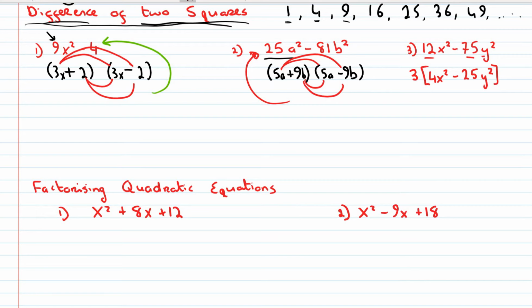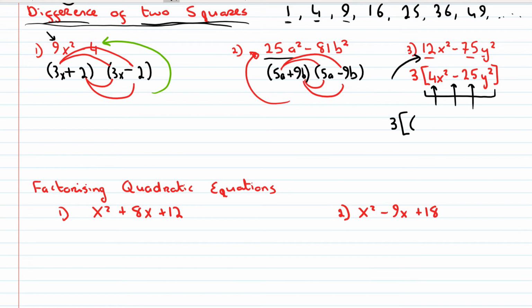Now, hold on a second. If we look at this bit, there's a nice square number, there's a nice square number, there's a difference. So even though it didn't start out looking like one of these difference of two squares, by actually factorising out the 3, now I do have something that I can use the difference of two squares on.